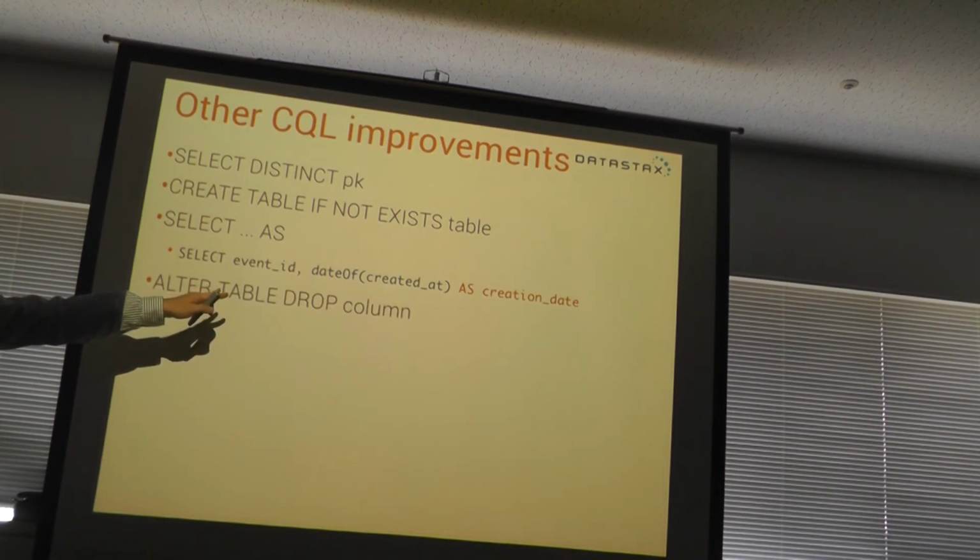Alter table drop column. So up until now, once you've created a table, if you don't want to use a column anymore, you could stop using it and it would just be null, but you couldn't actually drop it. So 2.0 allows you to drop that column, and then when Cassandra goes through and compacts the data files involved, the disk space that those values were using will be reclaimed.